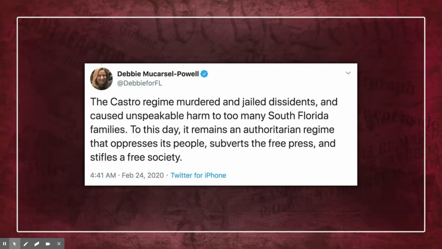Right, and so after that, you saw a lot of people going after Bernie. A number of people pointing out that Castro killed and jailed dissidents, others pointing out the other horrible things that he did to his people. And understand, we saw criticisms from both sides here.